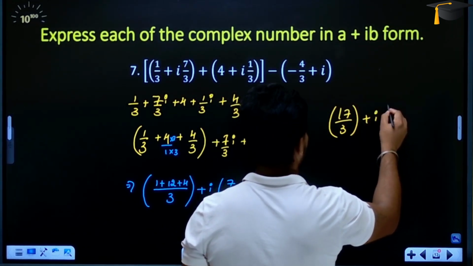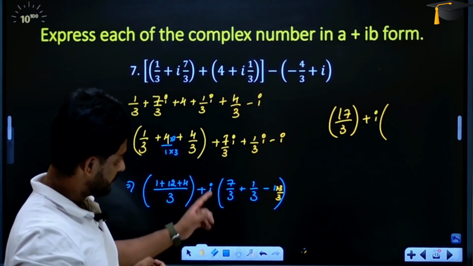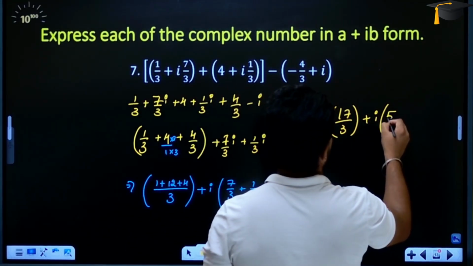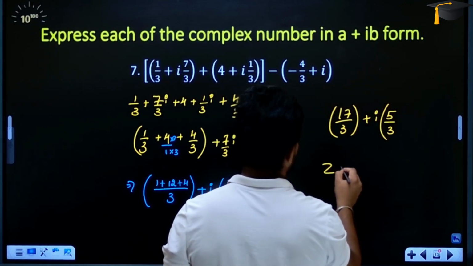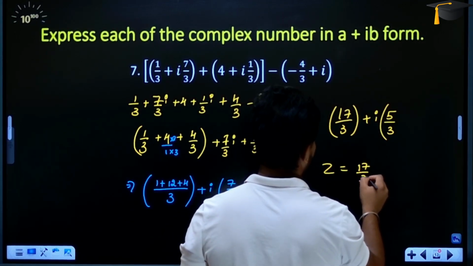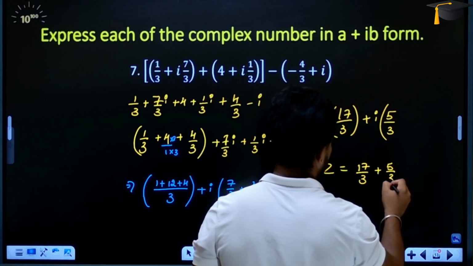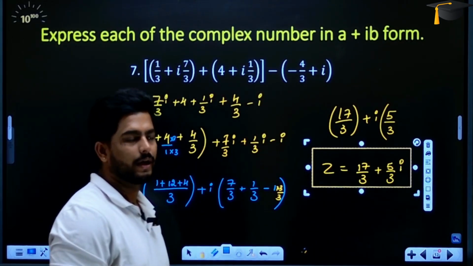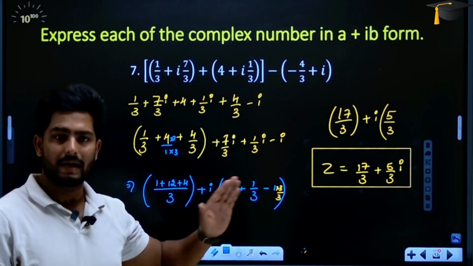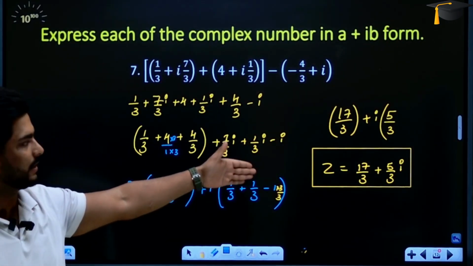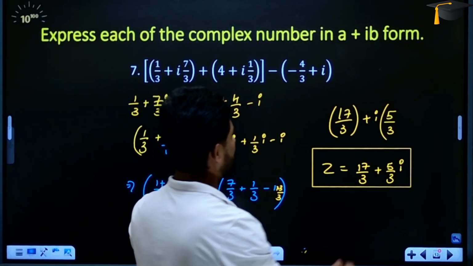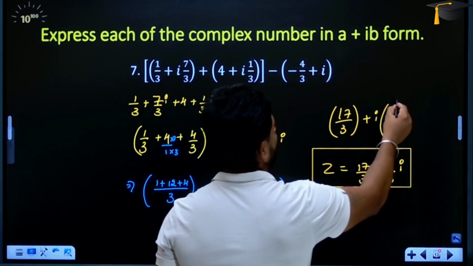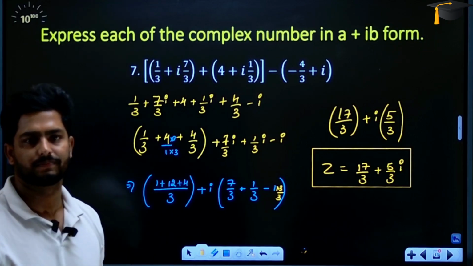Plus i of, if we calculate this, 7 plus 1 is 8, 8 minus 3 is 5, right? So 5/3. So if you rewrite, z is equal to 17/3 plus 5/3 i. So this is the a plus ib format, that's all. Okay, so the problem looks bigger but it is not actually bigger, it's actually very simple. You are not doing anything extra, right? Very simple steps that you follow, so remember all the steps and do it properly. Okay, next.